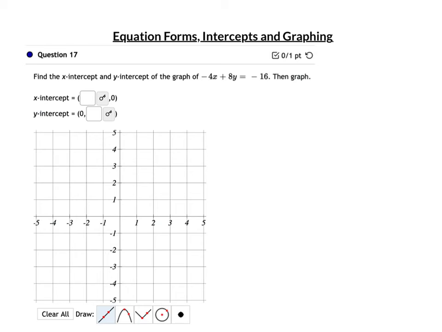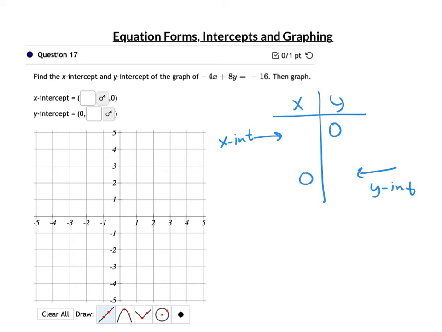So we found intercepts earlier. We're going to do the same exact thing here. We make that table, and we're going to look for the x-intercept. This will be the x-intercept, and y will be 0. And this will be the y-intercept, and x will be 0.